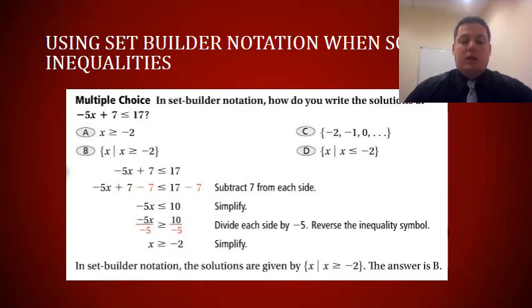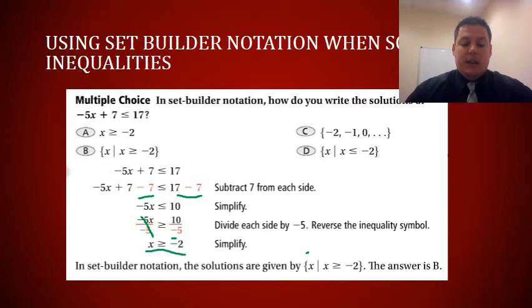So here's how we would use it when solving an inequality. In set builder notation, how do you write the solutions of negative 5x plus 7 is less than or equal to 17? You would solve it the same way. You would subtract 7 from each side. You'd have negative 5x is less than or equal to 10. Divide by negative 5, so you flip the sign. The 5 cancels, and you end up with x is greater than or equal to negative 2.